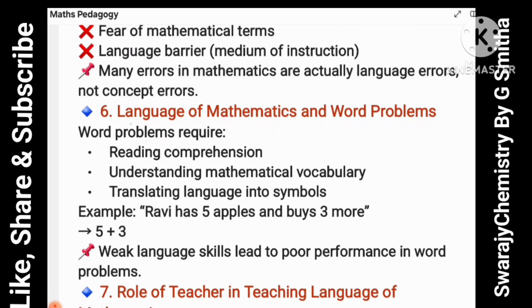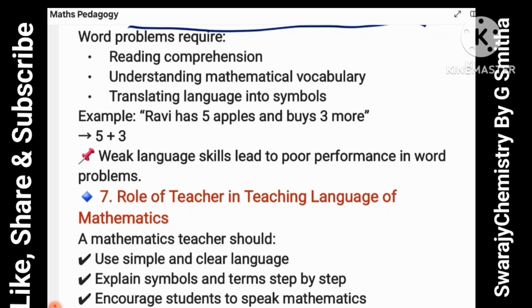Our next concept is language of mathematics and word problems. To solve word problems, students need good reading skills, understanding of mathematical vocabulary, ability to translate language into symbols. So for example, if Ravi has 5 apples and he buys 3 more apples, we add them together. So 5 plus 3 gives us 8. So this is how addition is connected to real life. Weak language skills lead to poor performance in word problems.